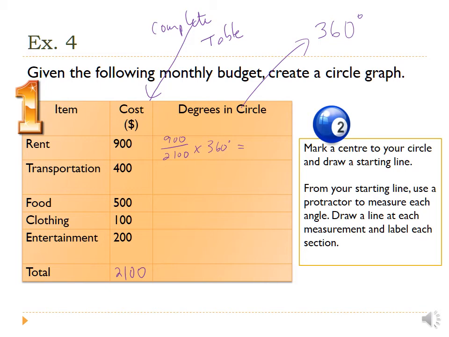900 divided by 2100 times 360. We'll say go to the nearest whole number, 154 degrees. We'll do it once more together, and then I'm sure you get the idea. 400 divided by 2100 times 360. Rounding, that would be 69 degrees. Do the next ones on your own.